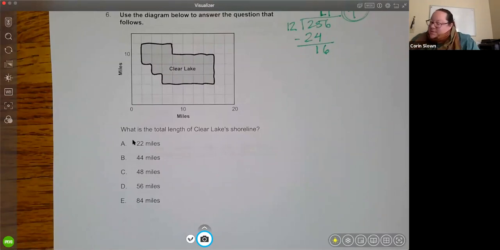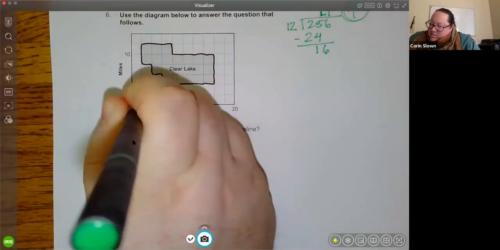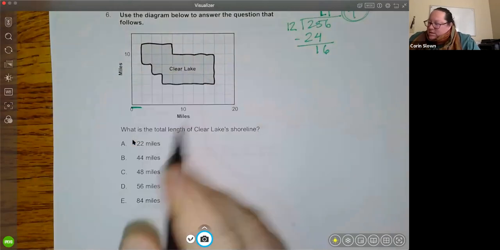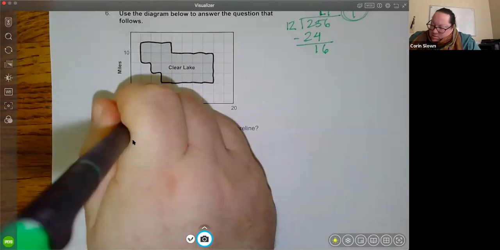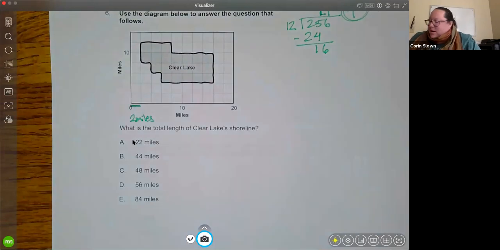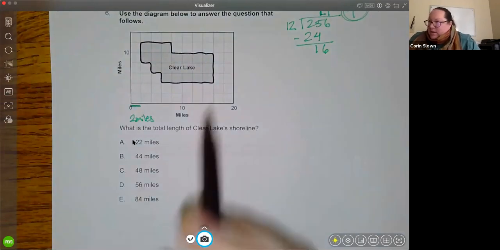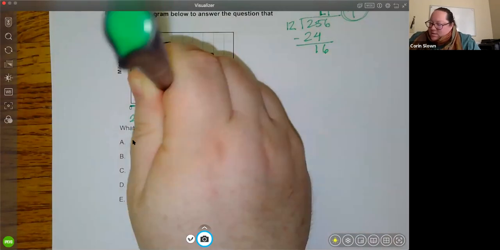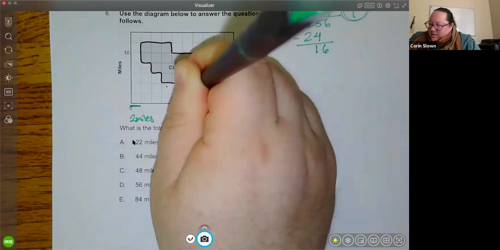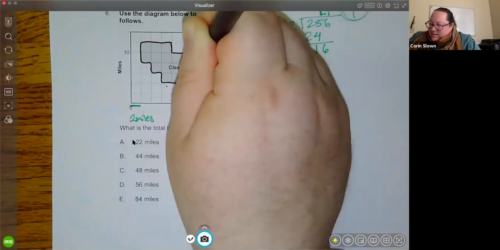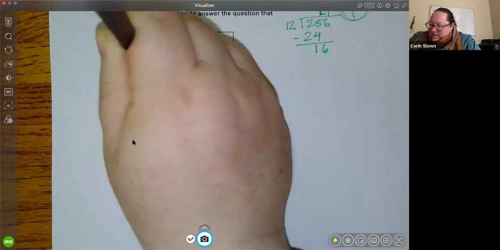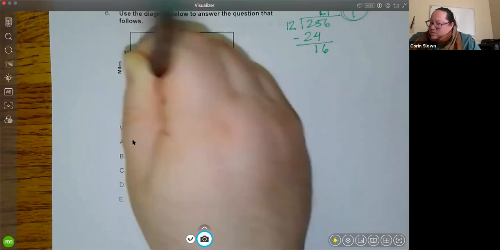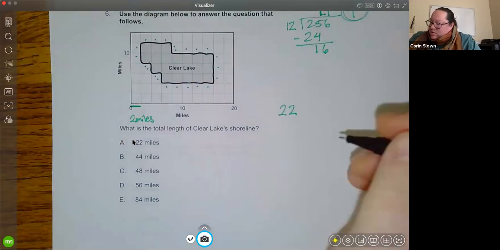And in this case, I'm given some information that's going to help me. I'm given that one length, I have 1, 2, 3, 4, 5. So that means that one length is equal to 2 miles. So I'm going to count my edges, and I'm going to use dots to help keep track. 1, 2, 3, 4, 5, 6, 7, 8, 9, 10, 11, 12, 13, 14, 15, 16, 17, 18, 19, 20, 21, 22. So I have a total of 22 sides.